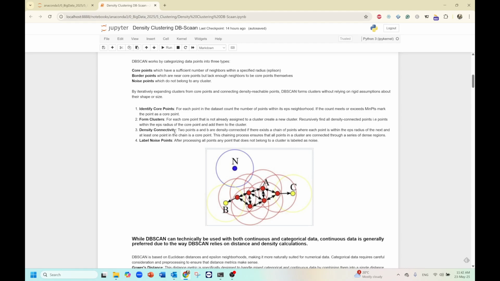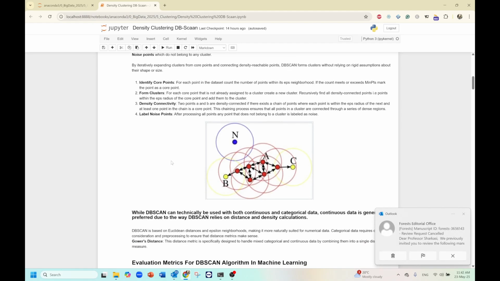Now, the density connectivity, 2 points A and B, for example, as you can see here. These 2 points A and B are density connected if there exists a chain of points where each point is within the epsilon radius of the next, and at least one point in the chain is a core point. So this is still going to be a density connection.